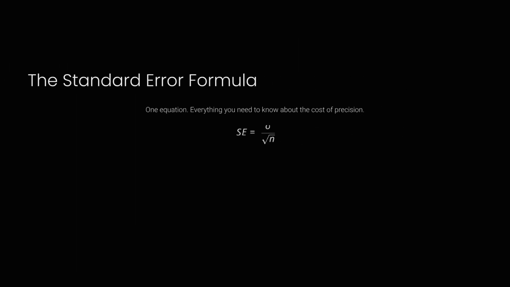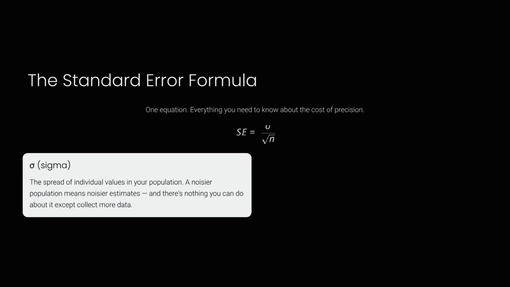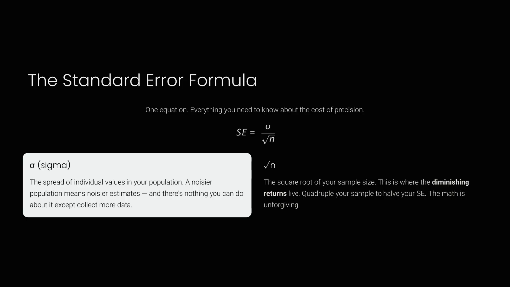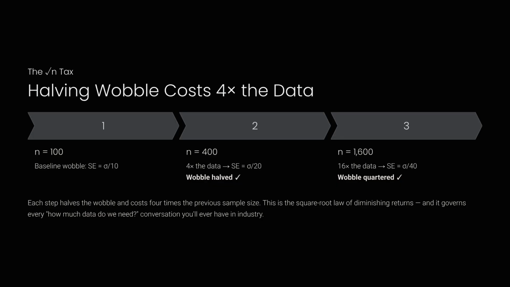This single equation tells you everything you need to know about the cost of precision. It breaks down into two parts: sigma, the noise in your population, and the square root of n, where diminishing returns live. The math here is unforgiving. Because of the square root law, to cut your wobble in half, you need to quadruple your data. This governs every conversation about how much data we need in industry.